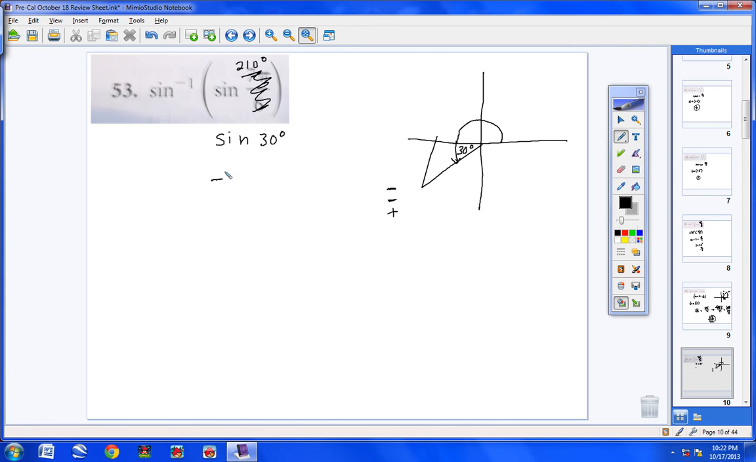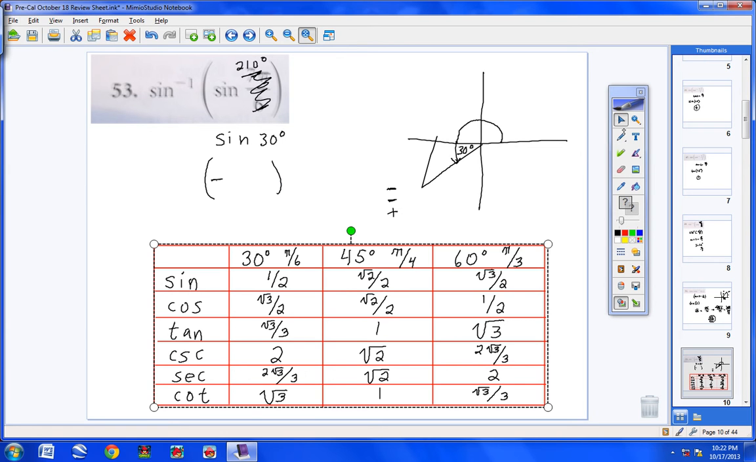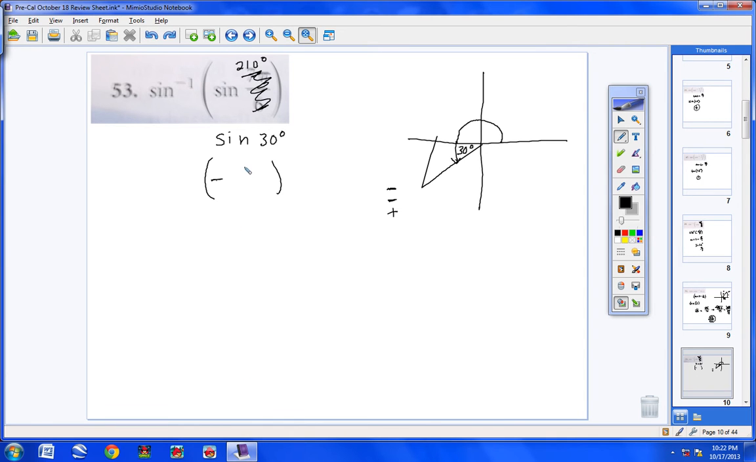Okay, so the sine of 210 is the same thing as sine of 30, as long as we put a negative sign. So let's look at our chart here. Sine of 30 is 1/2. Okay, so I'm going to put a negative 1/2 right here, and then bring down your inverse sine.